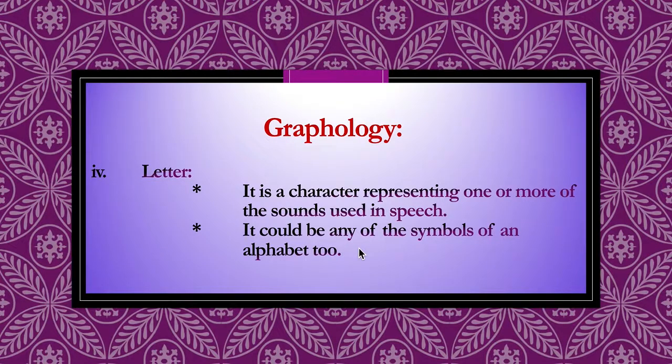All these are letters. So all the alphabets separately could also be considered as a letter. And this is the rank scale fourth, graphology. So basically what we find is that in graphology, the writing system, we have first the sentence, then the subsentence, then the word, then the letter.